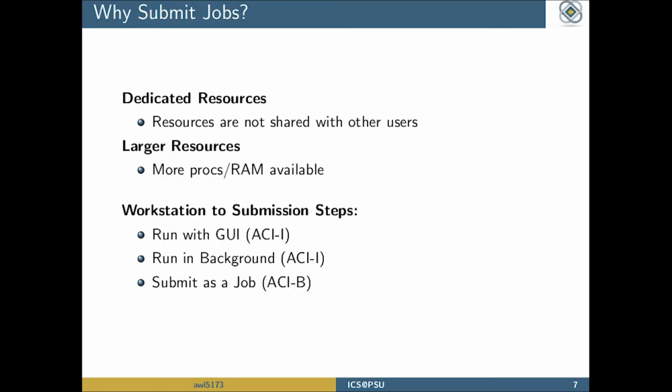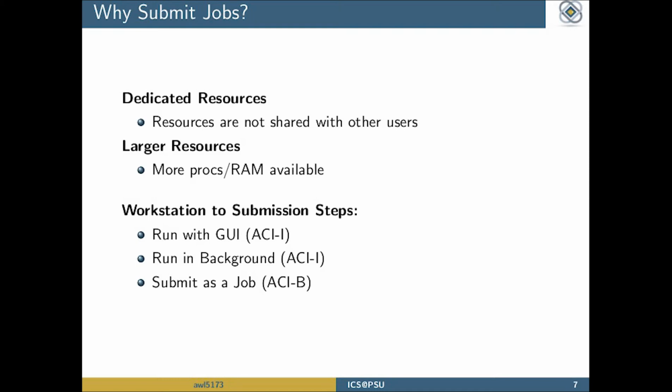Right, so the first thing that we're going to be working on today is submitting jobs. So why should you submit jobs? In Seminar 1, we talked a little bit about ACI-I, the interactive cluster that we have, where you just log on and use resources that are shared with a lot of other people. When you submit a job, you're going to have dedicated resources. These are resources that are not shared with any other users, not shared with any other tasks. And so almost always what you're doing will run considerably faster.